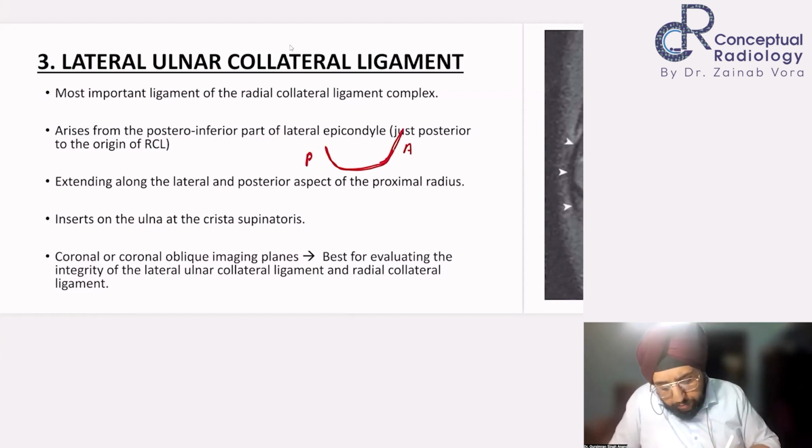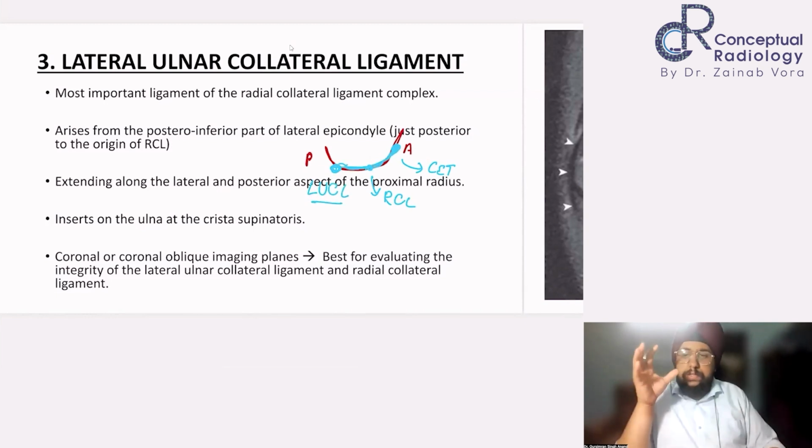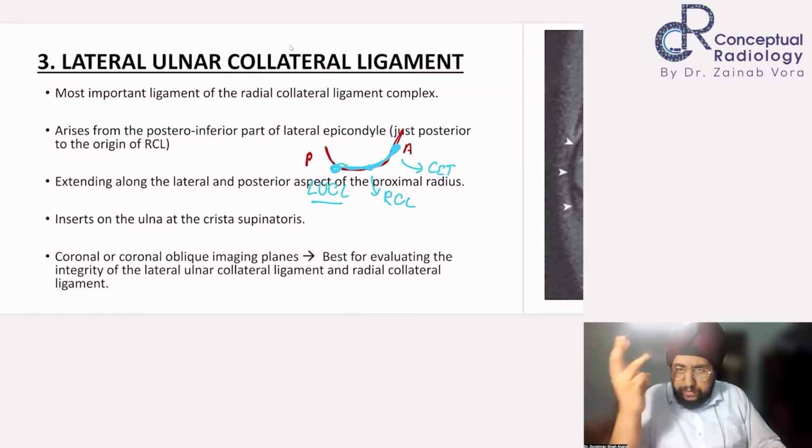So what I will see is that the most anterior and superior origin will be of the common extensor tendon. Behind that, posteriorly and inferiorly, will be your radial collateral ligament. And from the most posterior inferior part will be your lateral ulnar collateral ligament. But as I've told you, at the origin, on 1.5 Tesla images, you will not be able to differentiate the origins of these three structures. Only by seeing where these three structures are going will you be able to differentiate which of these is which.